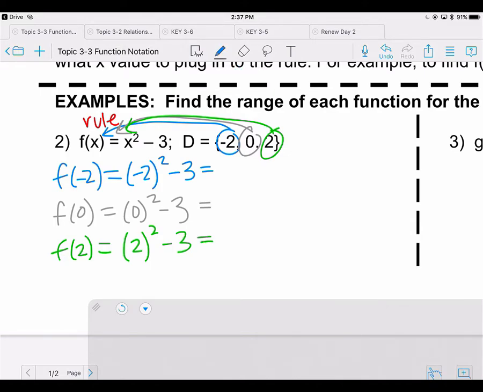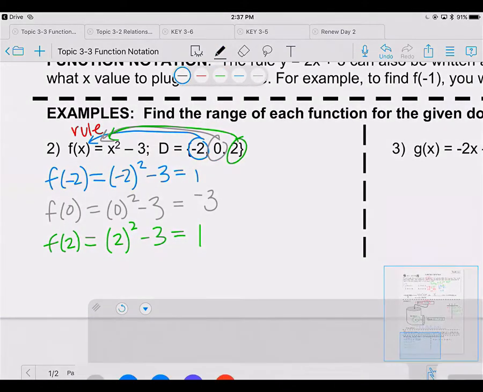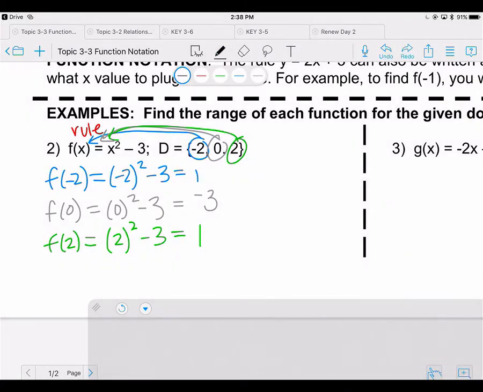For the top part, negative 2 squared is 4. 4 minus 3 is 1. For f of 0, 0 squared is 0, minus 3 is negative 3. On the bottom, 2 squared is 4. 4 minus 3 is 1. So these are my correct ranges, but they repeat. So when I write my range, I'm just going to have 1 and negative 3. And remember, these are separate, distinct points, so I put them in the little brace. If you can't do the brace, just do the little squigglies.